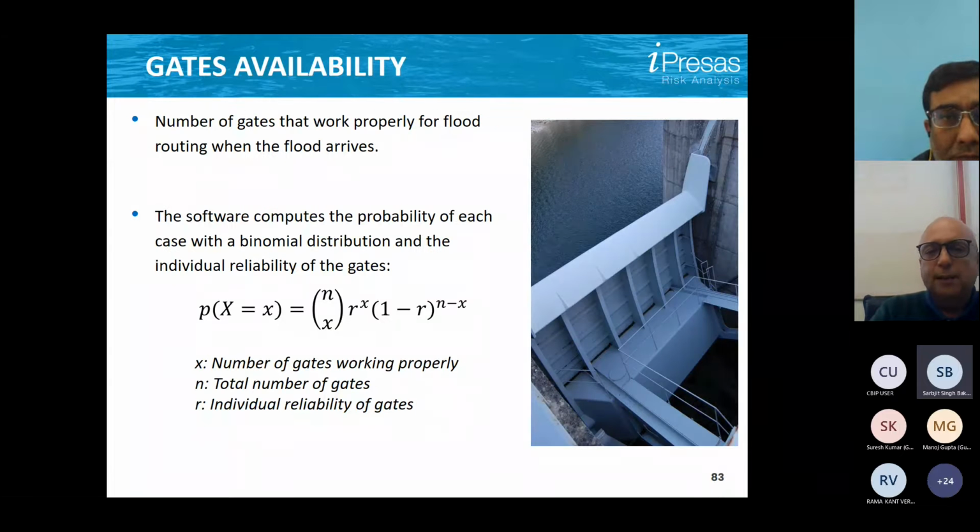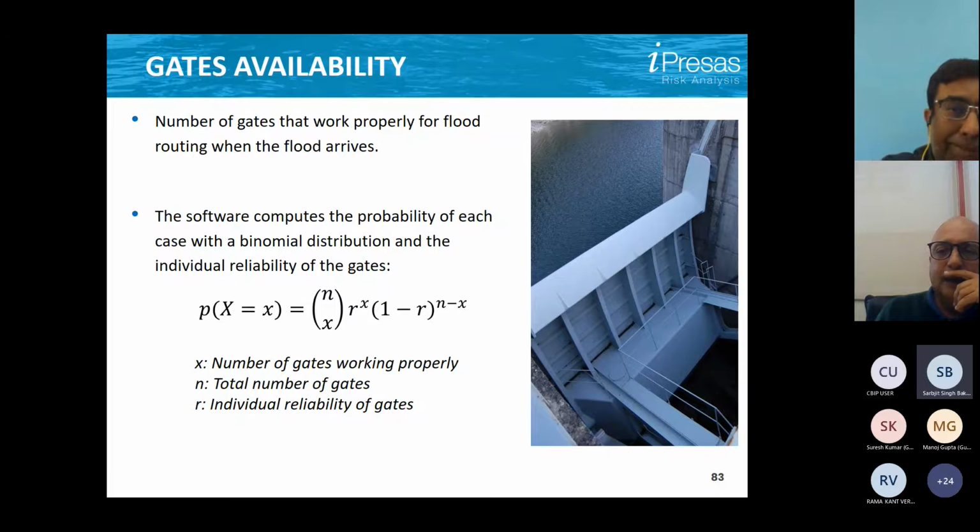Then we will need to assess the reliability of the gates. The software offers us verbal descriptors, and you will see that our gates have had some problems in the past when trying to open them. That means their individual reliability is set to 75%. That means that once every 4 times we try to open the gates, we were not able to do it. So we have dangerous spillways.